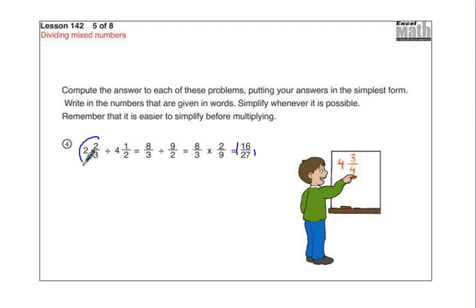So number 4, 2 2/3 is equal to 8/3. 4 1/2 is equal to 9 halves. 8/3 stays the same in my multiplication problem. 9 halves flips and becomes 2 ninths. There's no way to reduce this anywhere. 8 times 2 is 16. 3 times 9 is 27. So 16/27 is our answer.